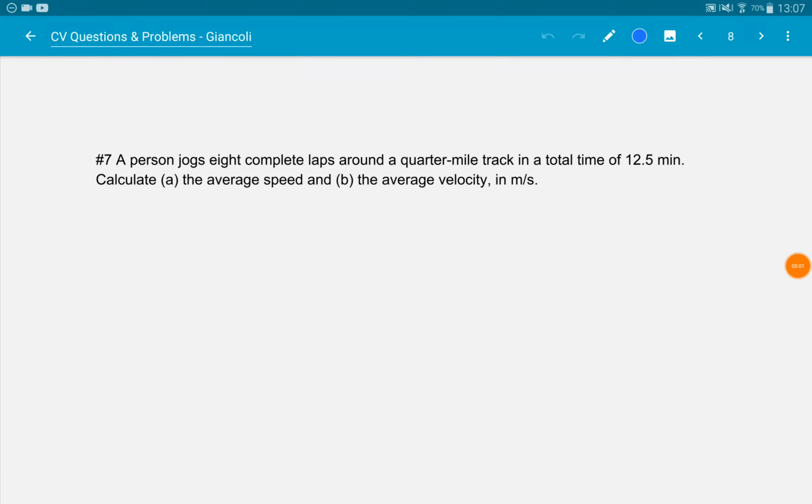Welcome back. We're in Giancoli Ch2 Problem number 7. A person jogs 8 complete laps around a quarter-mile track in a total time of 12.5 minutes. Calculate A, the average speed, and B, the average velocity.